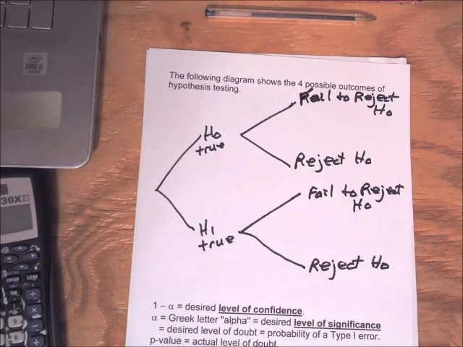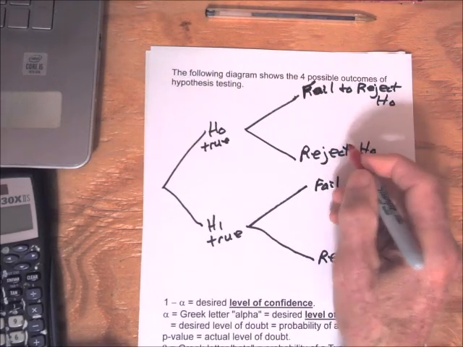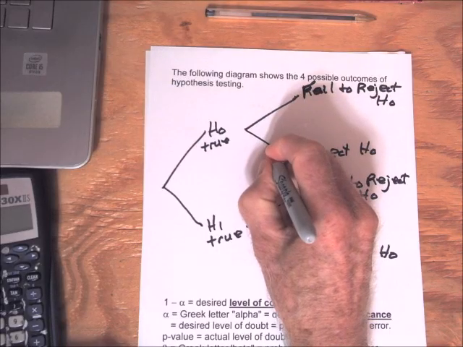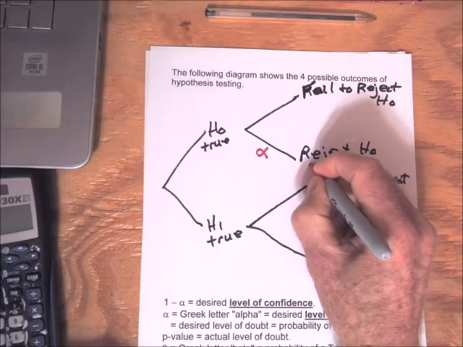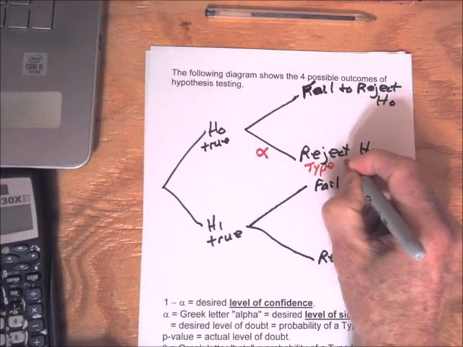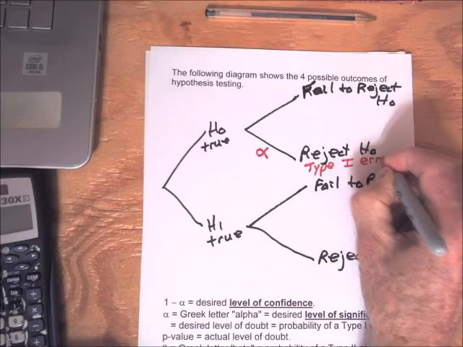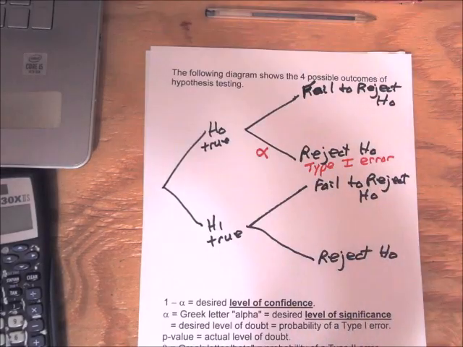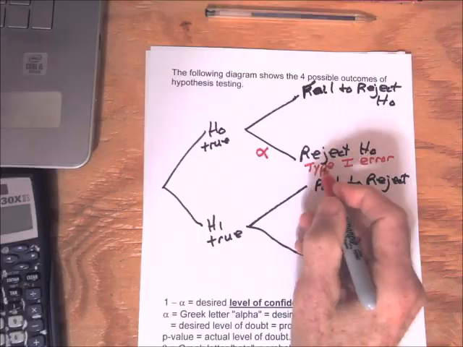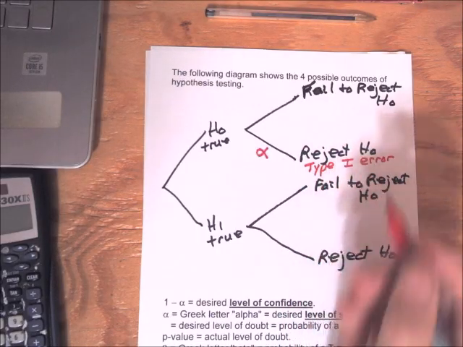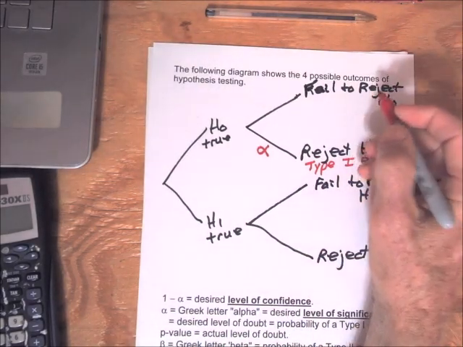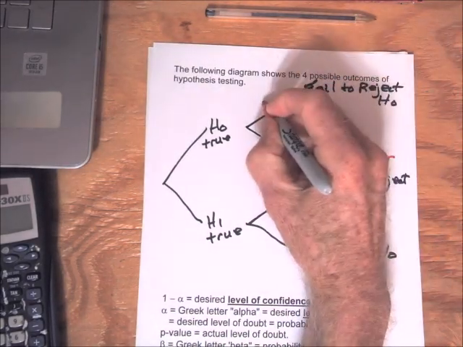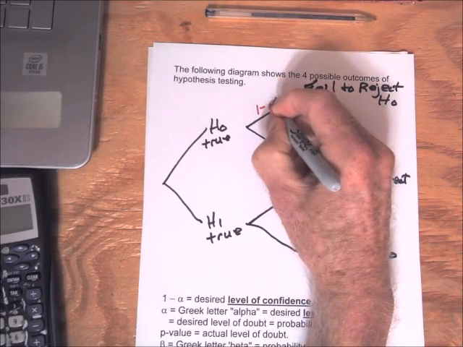So if we reject H naught and H naught is true, that's called a type 1 error. The probability of that happening is alpha. Alpha is our desired level of type 1 error, so that's established by the researcher. And if we fail to reject H naught when H naught is true, that's 1 minus alpha. That's our confidence level.